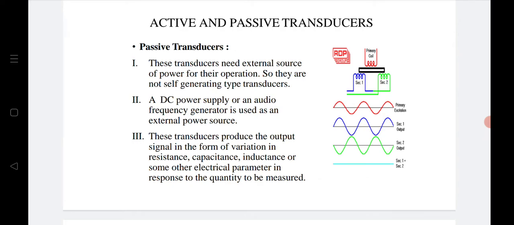A DC power supply or an audio frequency generator is used as an external power supply. So what type of external power supply can we use? We can use any DC power supply, or an audio frequency (AF) generator, as an external power source. These transducers produce the output signal in the form of variation in resistance, capacitance, inductance, or some other electrical parameter in response to the quantity to be measured.